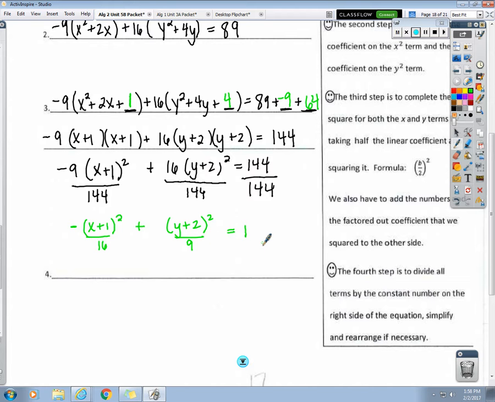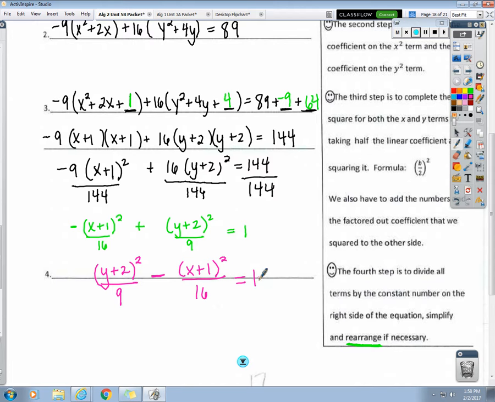However, the reason it says rearrange if necessary is because we are writing the equation of a hyperbola. And what do hyperbolas always have in the middle? A minus sign. Well, look, it ended up over there. So at the end, you just need to rearrange it. Put the y plus 2 squared first over 9, and then minus x plus 1 squared over 16.